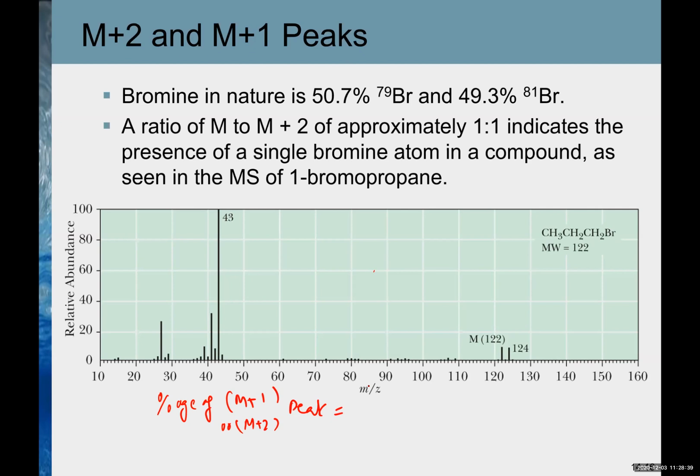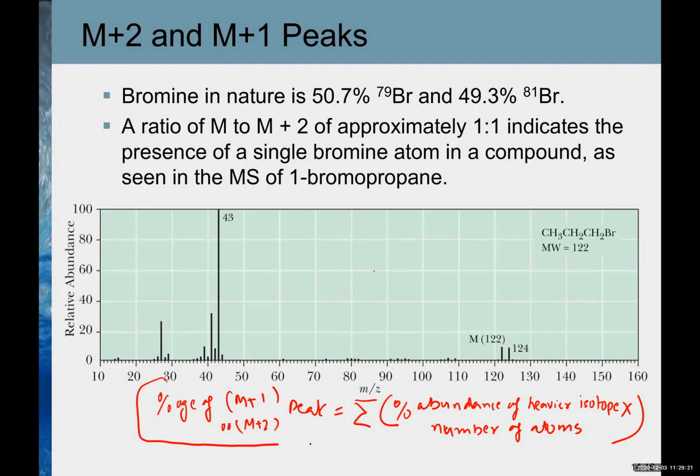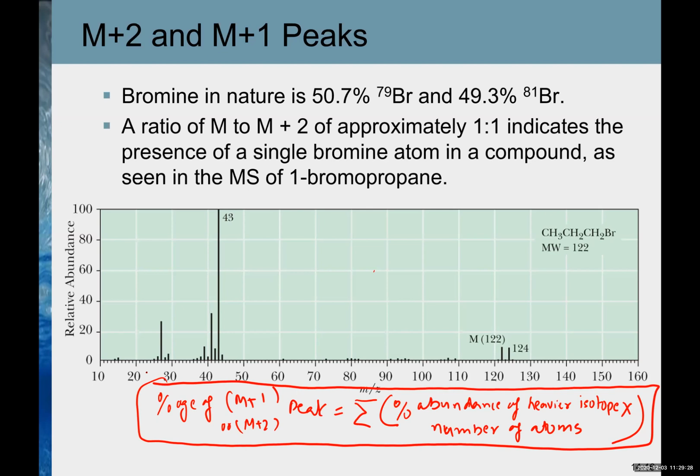The percentage of the M plus 1 or M plus 2 peak equals the sum of the percent abundance of the heavier isotope multiplied by the number of atoms. You remember this formula. Let me write the formula first and then I'll explain what it means. Let me explain this formula now.